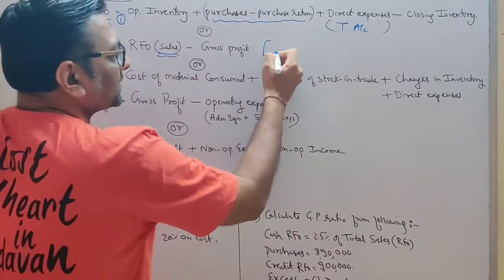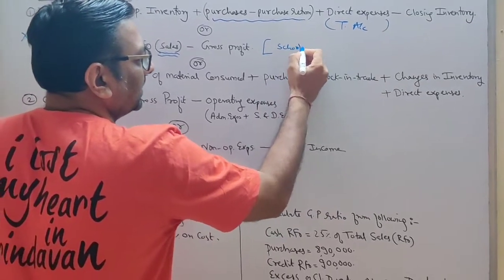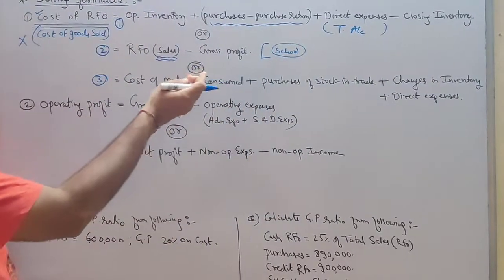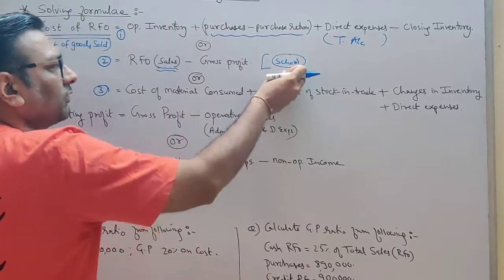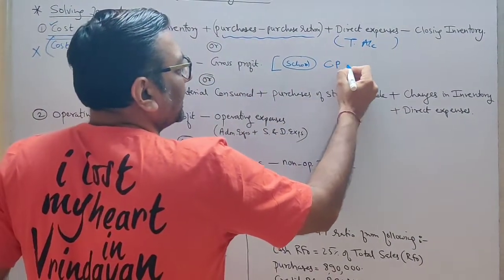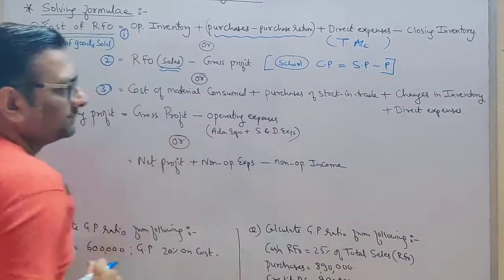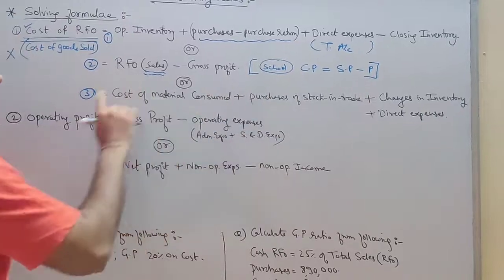I will make this simple, students. What was your formula in school? I am writing the school formula, and then after writing it, I will relate it. See, in school you used to write it this way: cost price equals selling price minus profit. It's the same formula only.